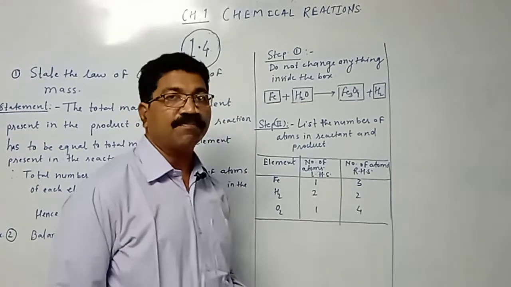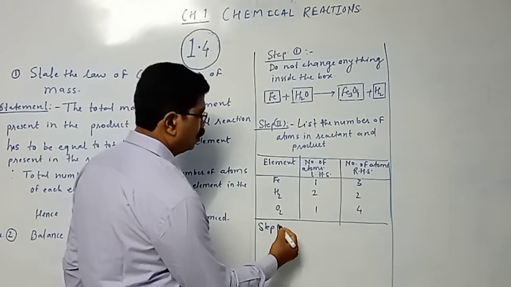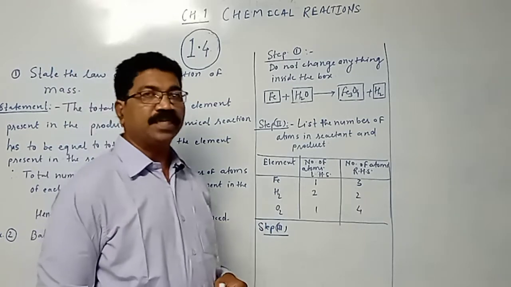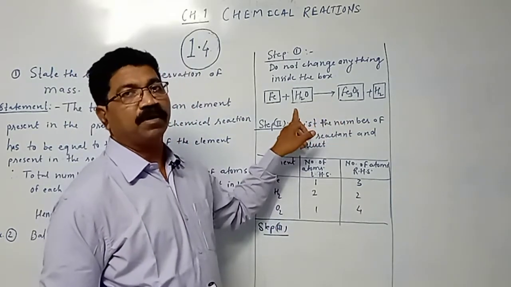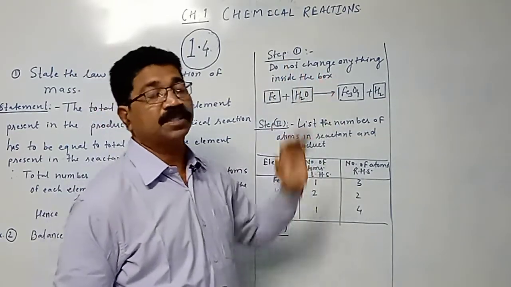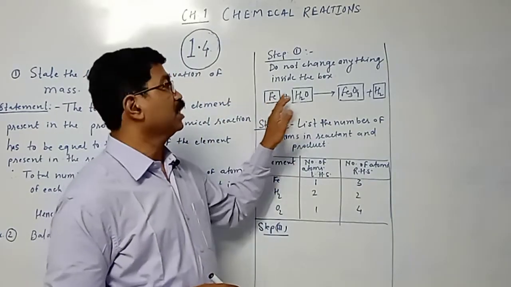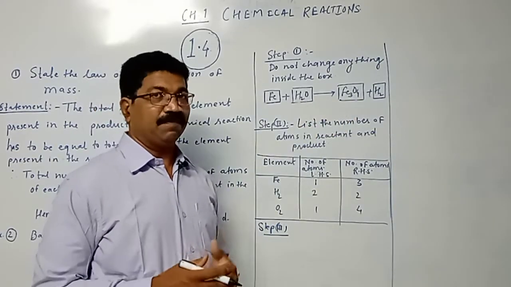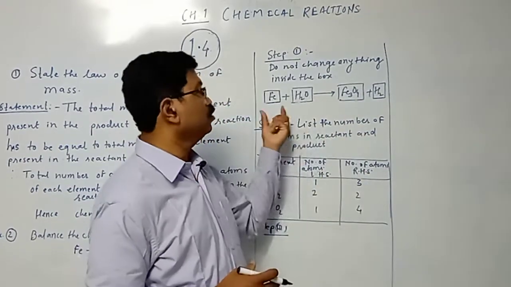So we should start balancing it. So we will take step three. Now what should we do in step three? In step three, we have to multiply by a certain coefficient to the formula of the compound, so that the number of atoms of each element present in the reactant is equal to the number in the product. Where should we start? We can start with iron, water, Fe3O4, or hydrogen. But the general practice is that we start with the largest molecule. Which is the largest molecule over here?